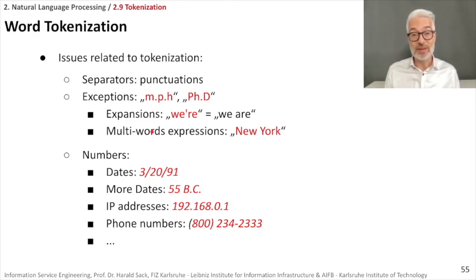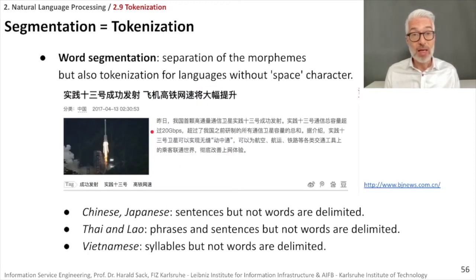IP addresses also require punctuation, but of course this is not a separator in that sense between words. Or phone numbers also have other kinds of separators in there. So you see there are lots of exceptions that we usually would have to take care of. And if you think now in English it's already difficult, then look at other kinds of languages where you don't use a space character to separate words from each other.